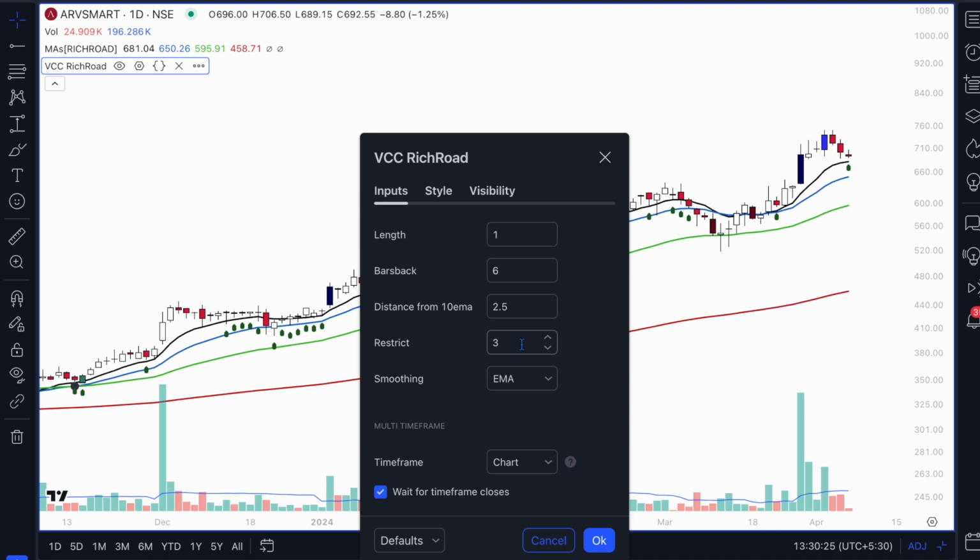Restrict is 3, again, you don't have to use it. EMA, you don't have to use it. So these are the only 2 settings that, if you wish, you may use.